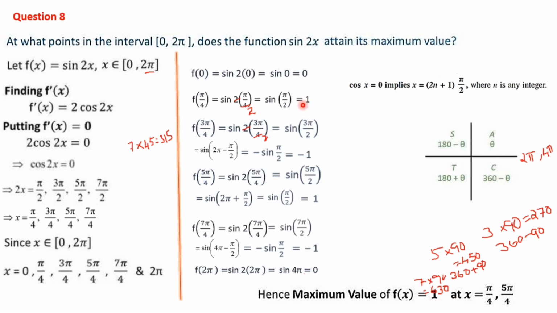One we are getting at pi by 4, and here also one we are getting at 5 pi by 4. So this is the answer. The maximum value of f of x is 1 at x equal to pi by 4 and 5 pi by 4.